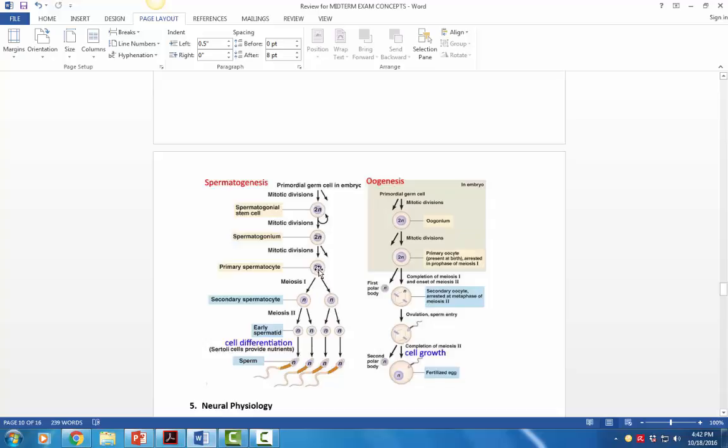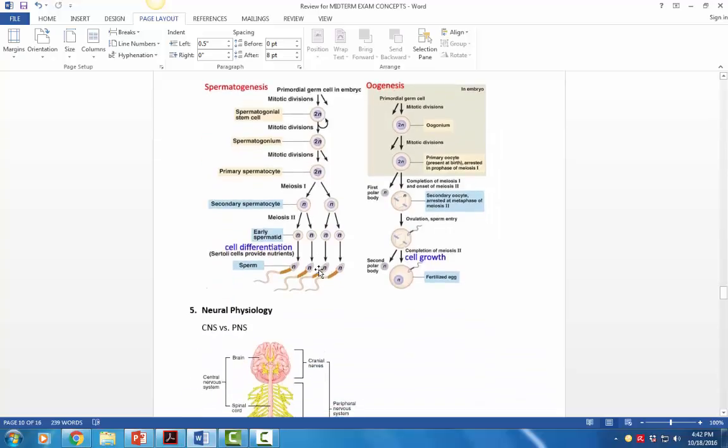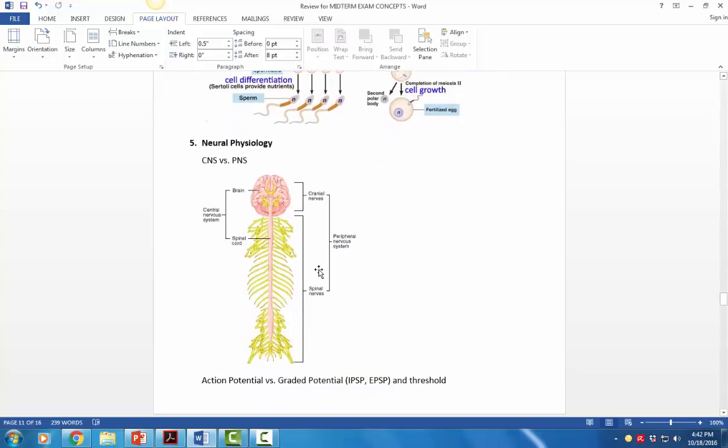Then we talked about the nervous system. We have the central nervous system, which is made up of the brain and spinal cord, and then we have the peripheral nervous system, which is made up of the cranial nerves, of which we have 12 pair, and spinal nerves, of which we have 31 pair. And remember, the role of the nervous system is to conduct impulses from the brain to the peripheral nervous system and back again. Those impulses are called action potentials and graded potentials.